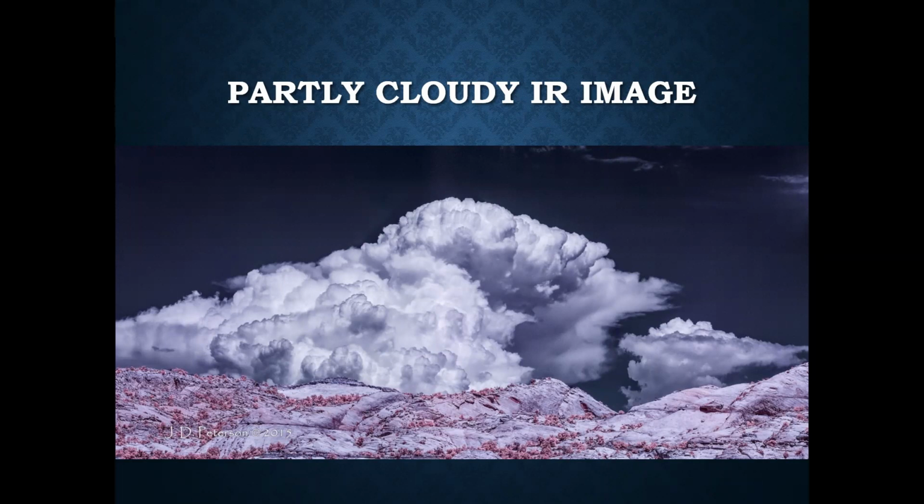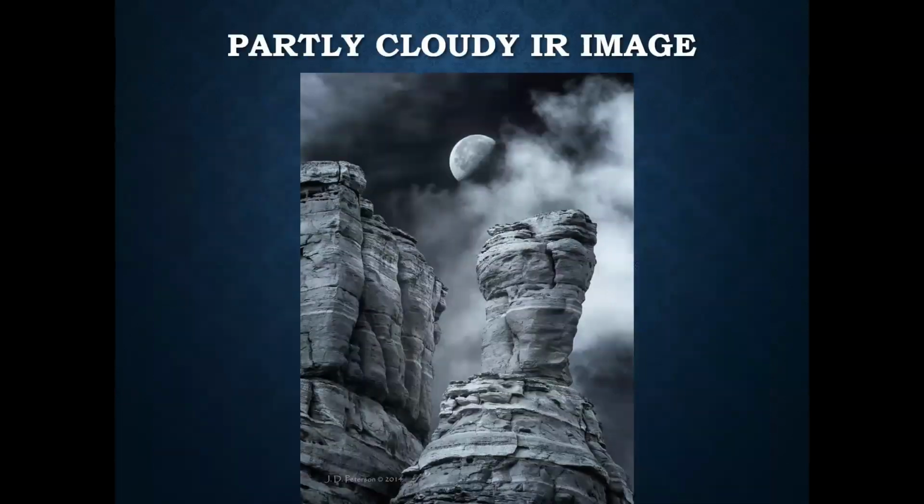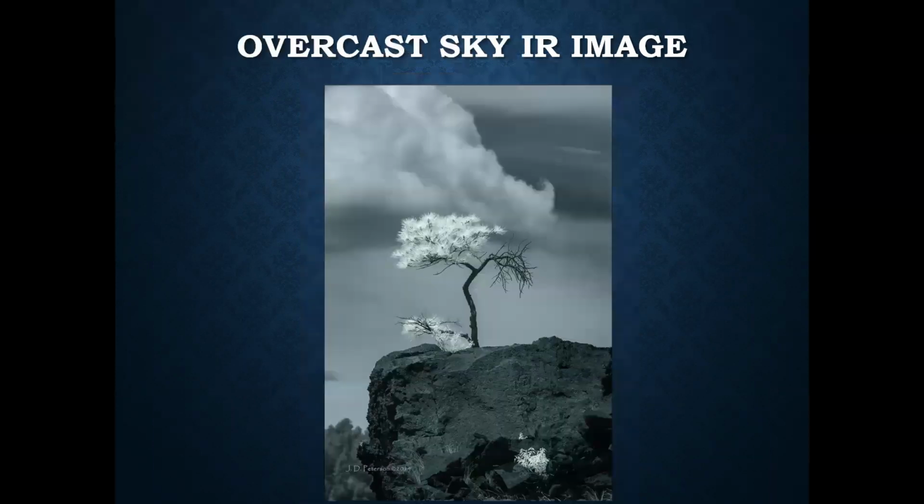Another partly cloudy image, an abandoned house in the town of Ludlow, California, which is a defunct Route 66 stopover, just south of Interstate 15, or Interstate 40 rather. You've seen this one before. This is the image that took that prize. Partly cloudy. Here's an overcast image.